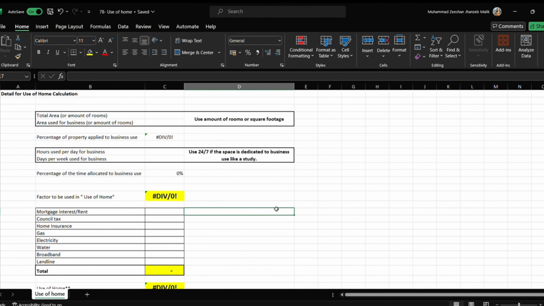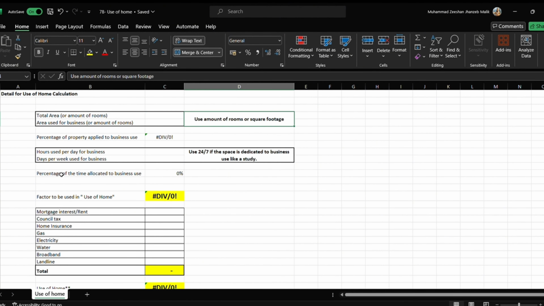So now on your screen you can see the use of home spreadsheet. I will walk you through each and every single line on this spreadsheet, so then at the end we will calculate use of home that we will deduct from the business profits. So let's get started. The first is total area or amount of rooms, and the second one is area used for business or amount of rooms.